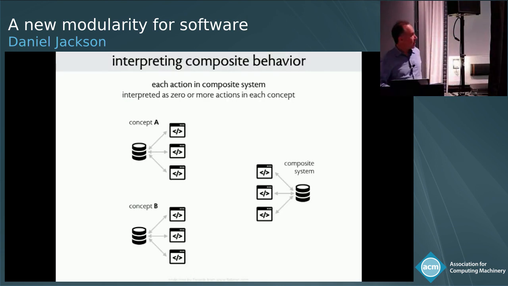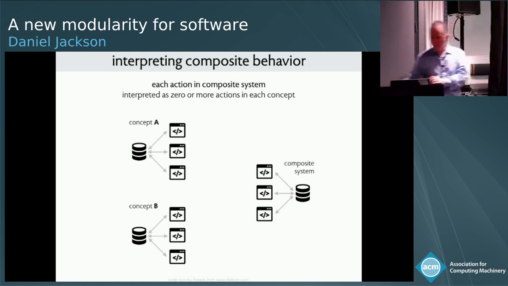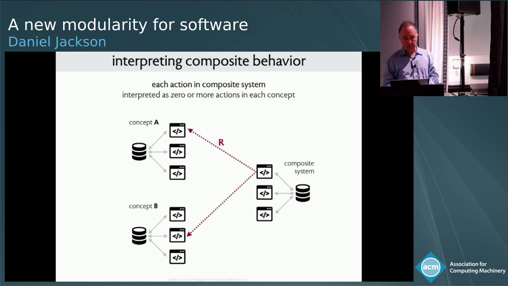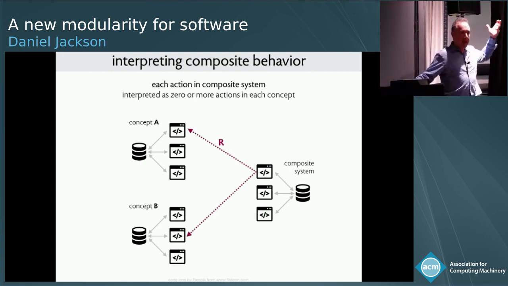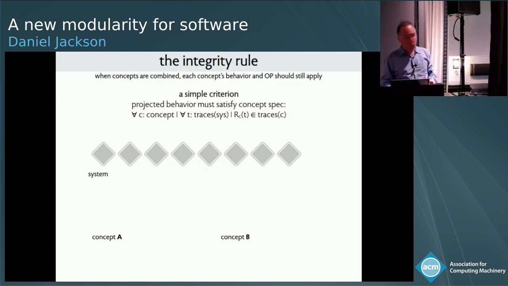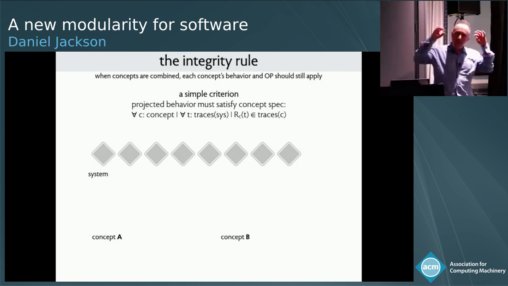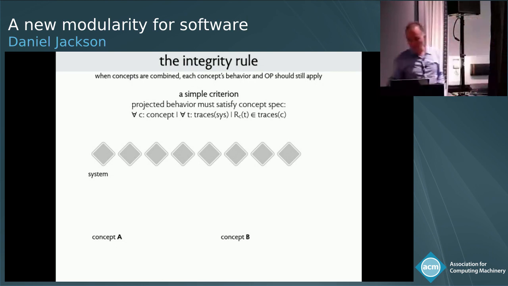So the way I think about this is that what we want to do is take the composite behavior of the application and interpret it in terms of the underlying concepts. So some action of the composite system happens, and we interpret that by a kind of representation function as actions of one or more concepts. And now the integrity rule says that when you project the behavior of the system using this interpretation, it should preserve the specifications of all of the concepts.